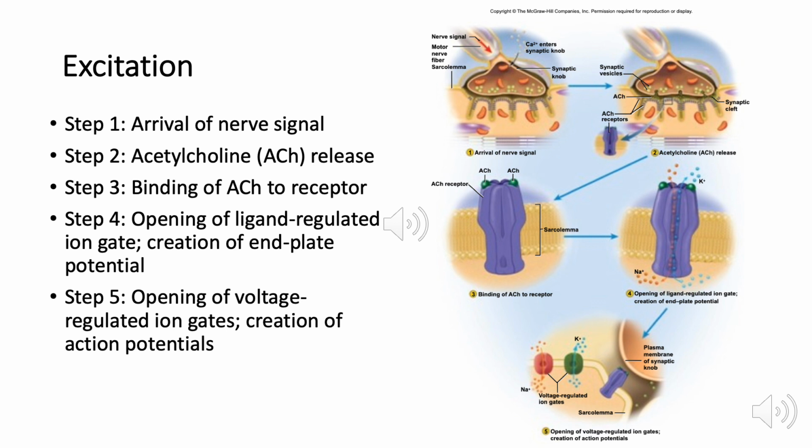Step 1, arrival of nerve signal. Step 2, acetylcholine release. Step 3, binding of acetylcholine to receptor. Step 4, opening of ligand-regulated ion gate and creation of end plate potential. Step 5, opening of voltage-regulated ion gates and creation of action potentials.